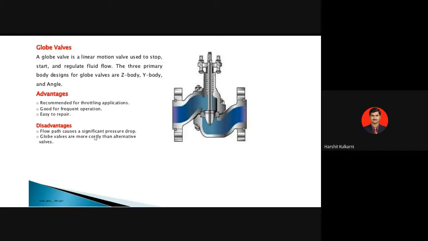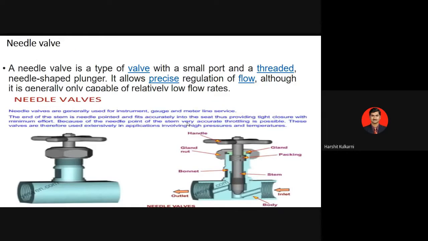Second thing, they are costly compared to other valves. The design of this equipment, this complex texture, or you can say the entire valve design, is complicated. So these are the two limitations of globe valve. Okay. Next is needle valve.